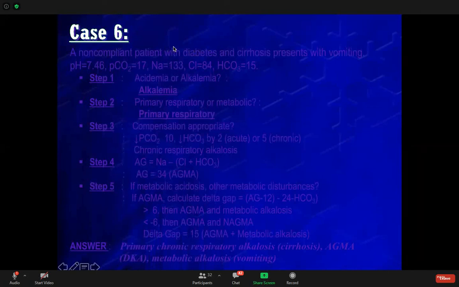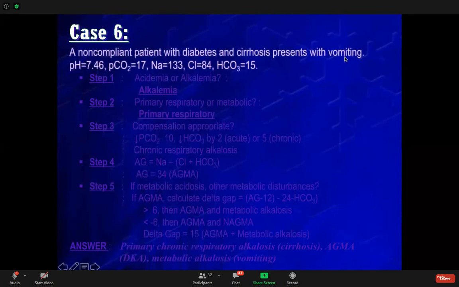So I'll tell you the case and I want you يا مصعب to answer it. So we have a patient with diabetes and cirrhosis who present with vomiting. His pH is 7.46. His PCO2 is 17 and his bicarb is 15. So step one, what's the problem here?